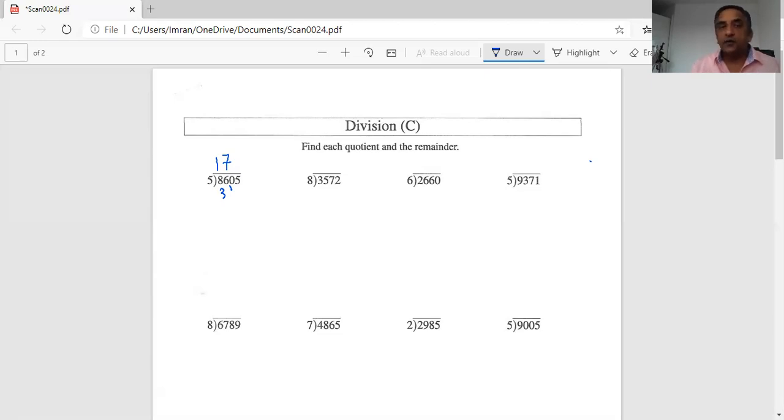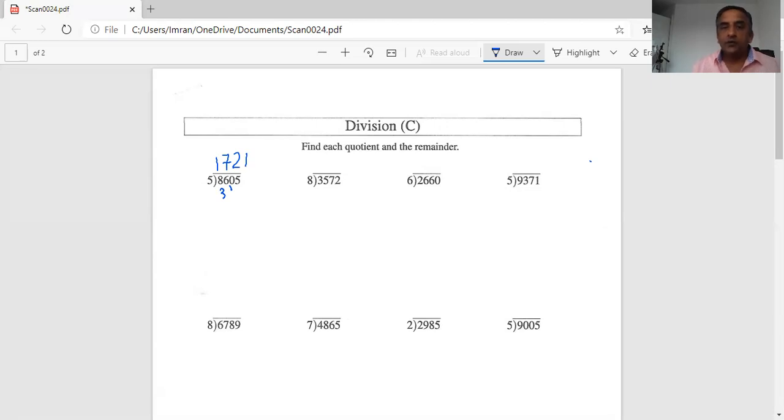So it's 10. So how many 5's can go into 10? 2. So 5 times 2 is 10. So we take away 10 from 10, which is nothing, right? So now we have left only 5 here. So how many 5's can go into 5? 1. So this will be our answer for the first question, right?